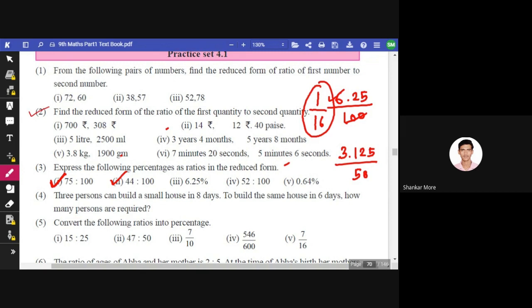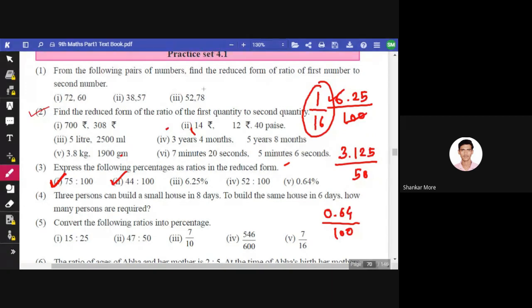Okay, that happens. Yeah, you divide 6.25 by 100. Okay, no problem. So this is how we do it. Then we have 52 by 100. That's pretty easy. No need to solve. Now 0.64 divided by, what can we say, 100, isn't it? 0.64 divided by 100.